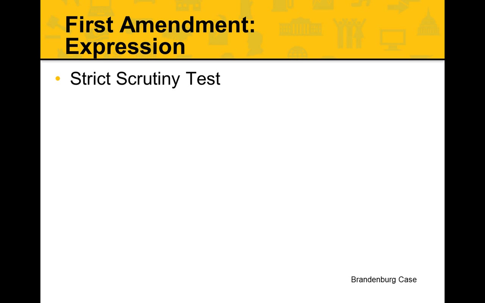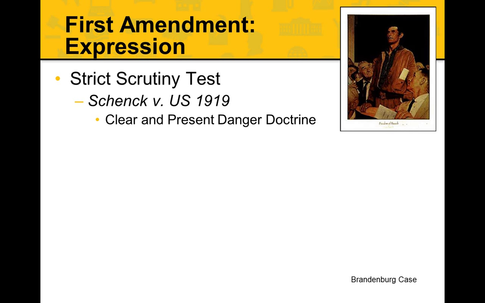So the first case that really deals with this is a case called Schenck versus the U.S. in 1919. And in this particular instance, the Supreme Court established what is called the clear and present danger doctrine. And here the court upheld the conviction of Mr. Schenck, that's a rendering of him on the right, who had circulated materials urging men to resist the call to military service during World War I, and this was a violation of the 1917 Espionage Act.